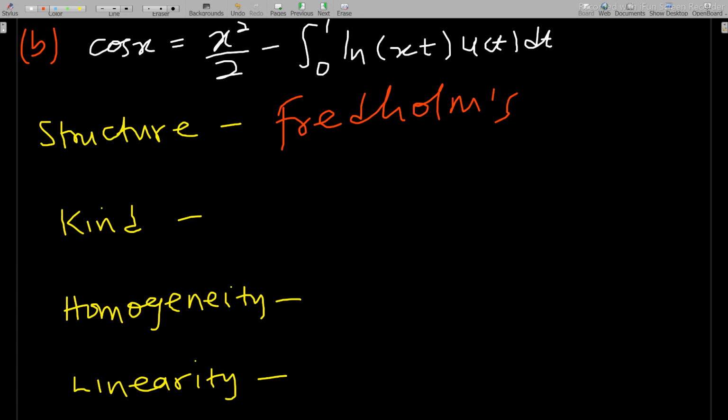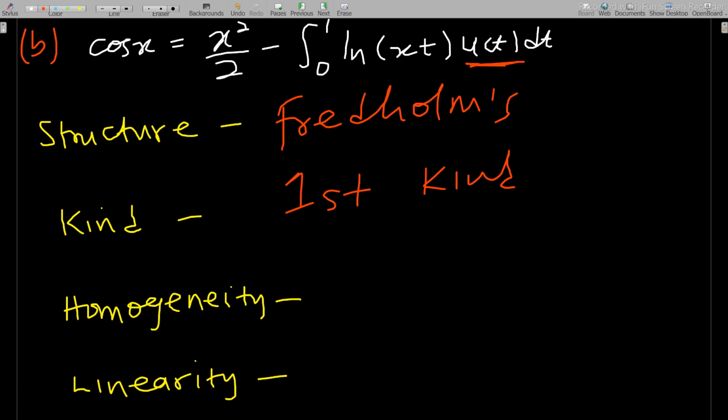Now the question is, you're supposed to check if the unknown function happens to be under the integral sign and elsewhere. So this time around it is only the u of t that we don't know. So it means that the unknown function happens to be only under the integral, and if this happens, I have a first kind integral equation.